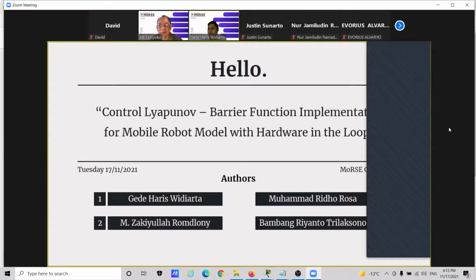Good afternoon, ladies and gentlemen. My name is Gede Haris Widyarta. I am a fresh graduate student from Telkom University, and today I will explain the research titled Control Lyapunov Barrier Function Implementation for Mobile Robot Model with Hardware in the Loop simulation. This research has 4 authors: Gede Haris Widyarta, myself, Mr. Muhammad Zaki Ramloni, Muhammad Ridho Rosa, and Mr. Bambang Rianto Trilaksono.